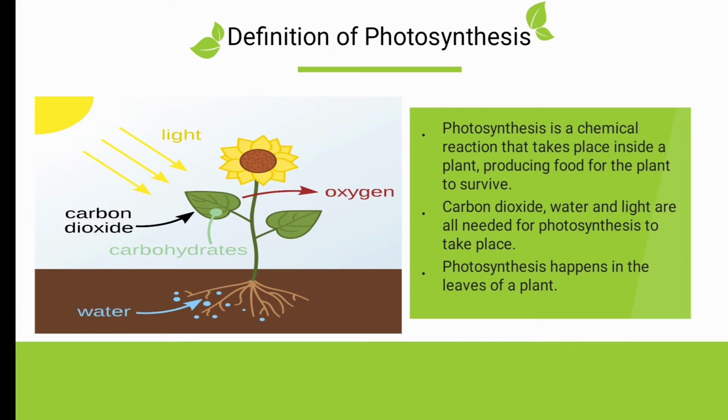He started with a willow tree of 2.27 kilograms. Over 5 years, it grew to 16.7 kilograms. However, the weight of the soil only decreased by 57 grams. Van Helmont came to the conclusion that plants must take most of their weight from water. He did not know about gases.